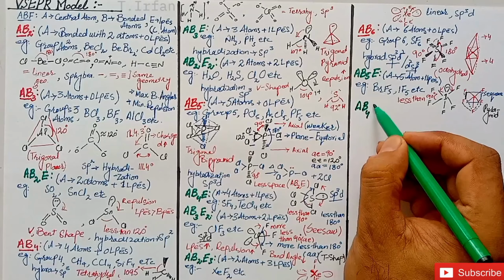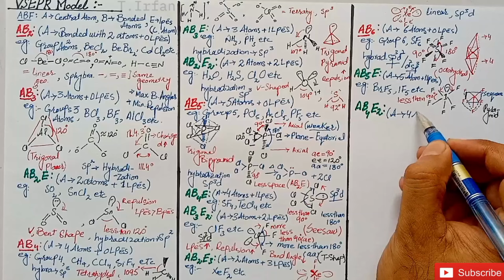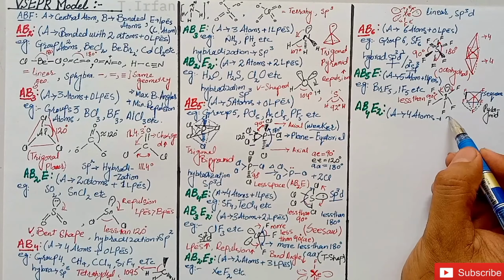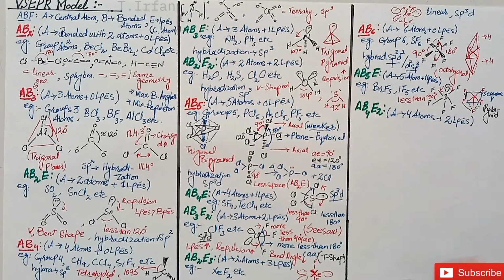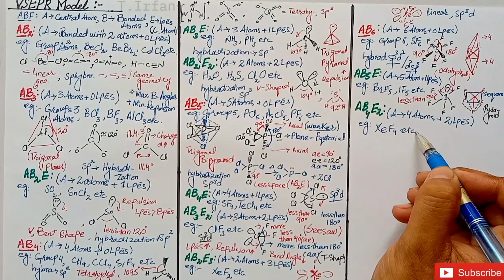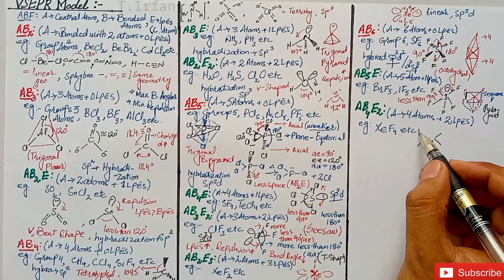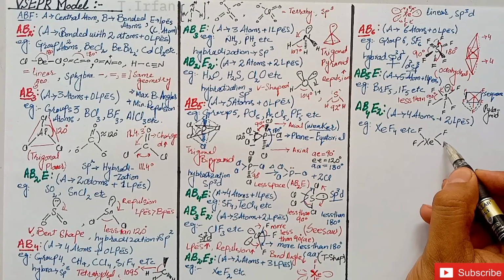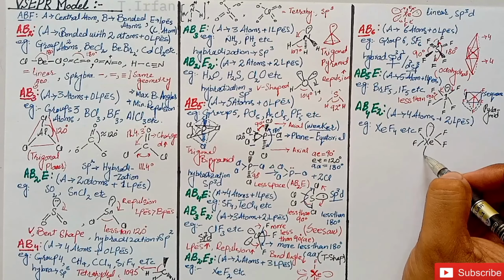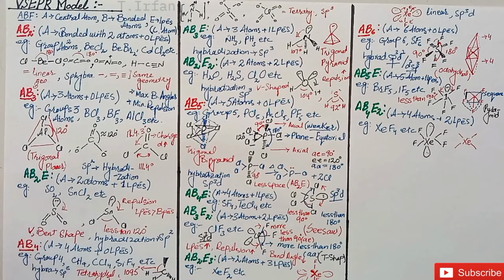AB4E2 system. This is also the subsystem of AB6 system. Here is the central atom which is bonded with 4 other atoms and having 2 lone pair electrons. For example, XeF4 molecule belongs to this system. This is XeF4 molecule. Here the central atom is bonded with 4 other atoms and having 2 lone pair electrons. And the geometry of this molecule is square planar geometry.